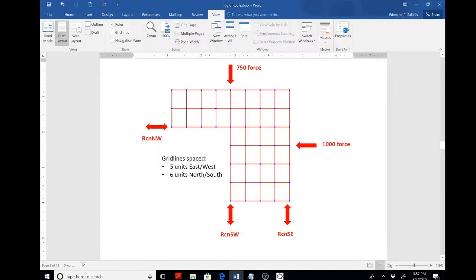Hello fans of GeoGebra. We have an L-shaped roof here. We're looking at it in plan view. There are some loads hitting it. Perhaps they're wind loads that were uniformly distributed along the north face, but now they're concentrated at the centroid of the north face.